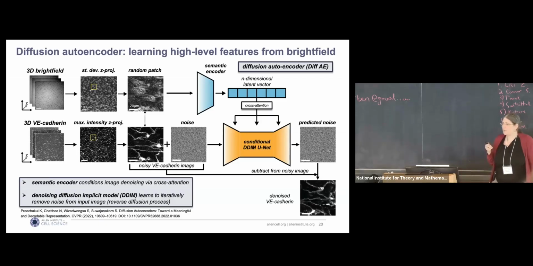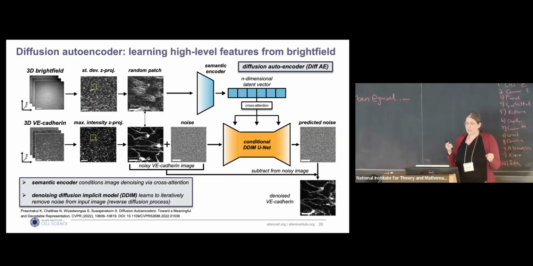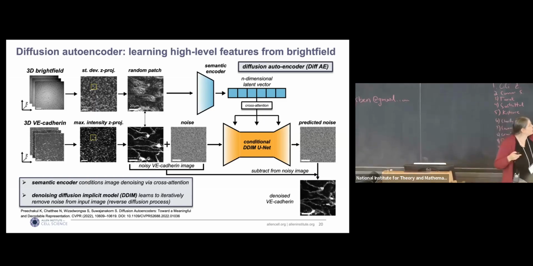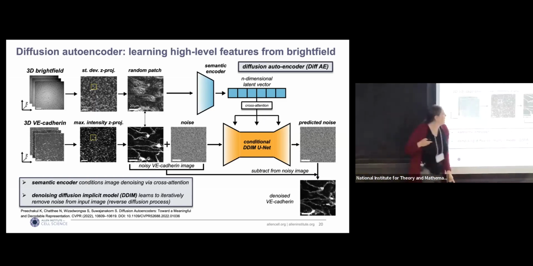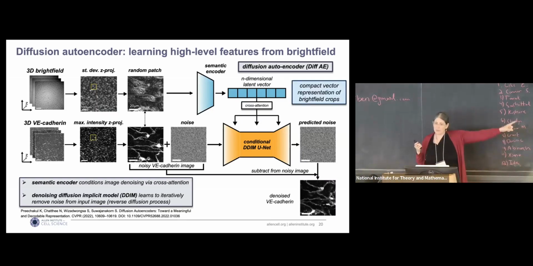And then we're going to use a diffusion autoencoder architecture in which we have a semantic encoder that conditions the image denoising, paying very close attention, and we're going to do that just on the brightfield. And for that we're going to get a compact representation of the brightfield crops. We're going to use that to condition the ability to make a noisy VE-cadherin image, have the prediction of the noise, and then the reconstruction of the image. And so by trying to go from the noisy VE-cadherin all the way back to the denoised VE-cadherin, we get the information that's contained in the brightfield that actually allows us to do that.